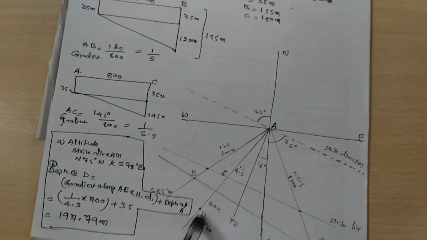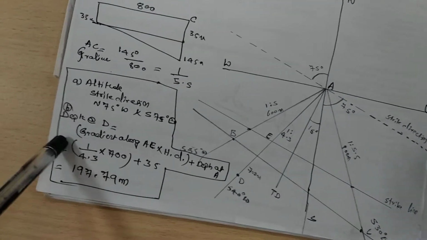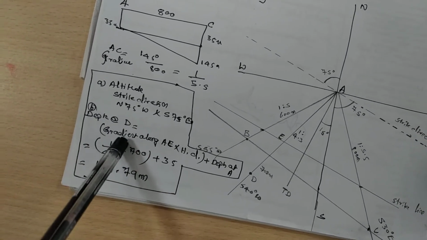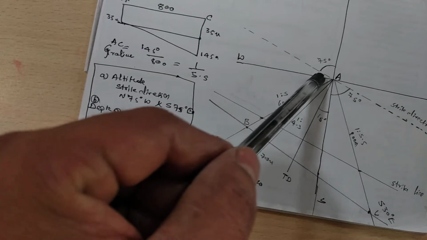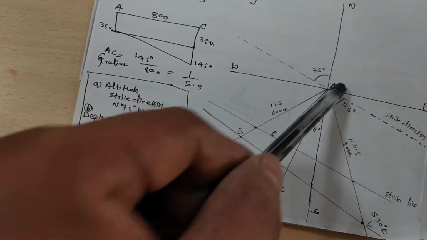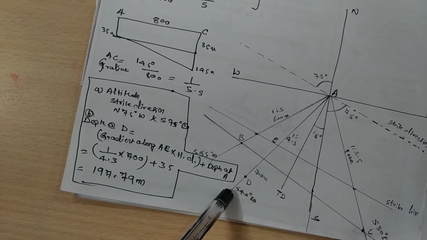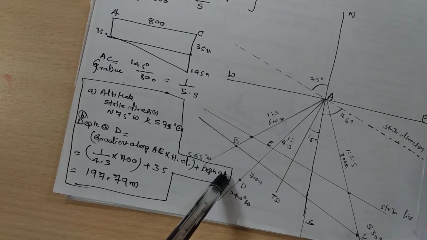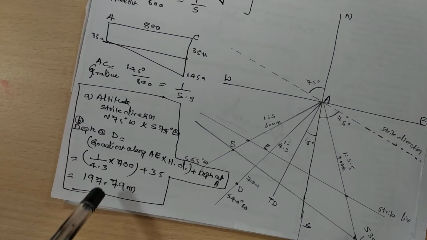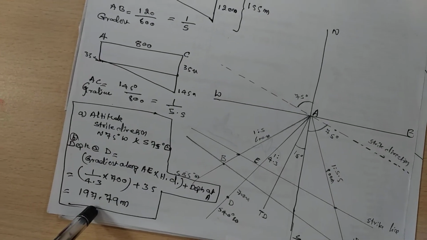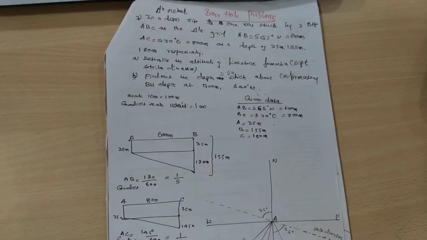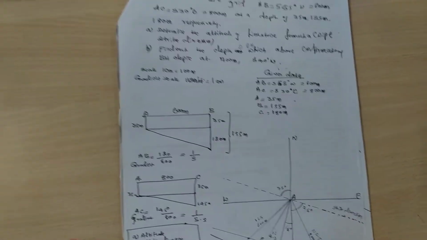Okay, how to calculate this borehole depth D? There is a formula for that. Gradient of the borehole depth D is equal to gradient along AE. What is the gradient here? 4.3, and horizontal distance of AD, that's called 700 meter, plus borehole depth at A. This is 35 meters. So all you need is to fix it here, and you will get 197.79 meters. This is all about the borehole problems. It is one type of method that's called the triangular method.